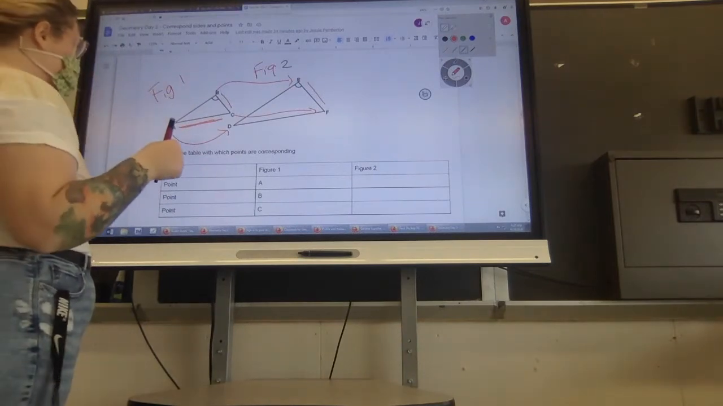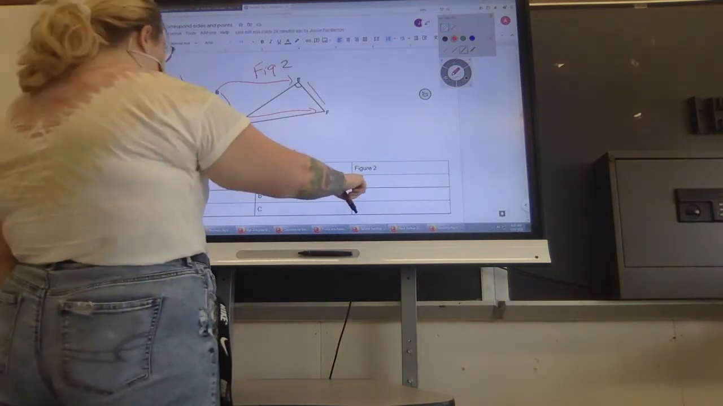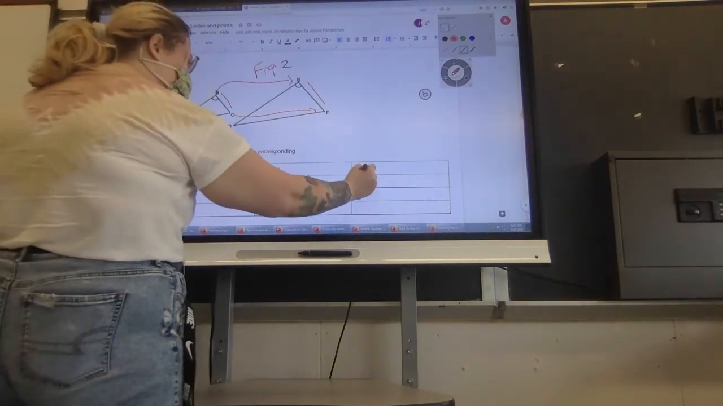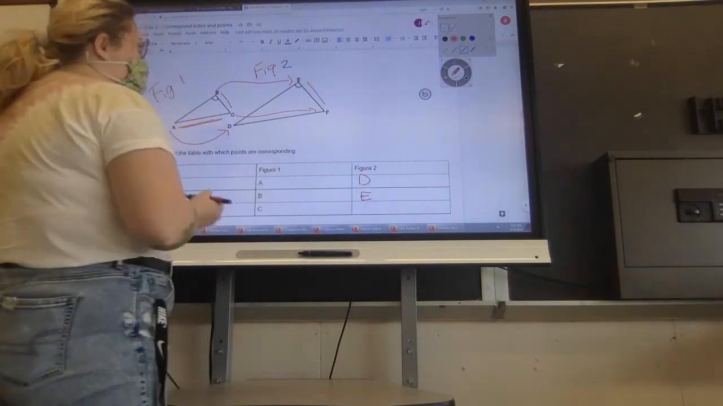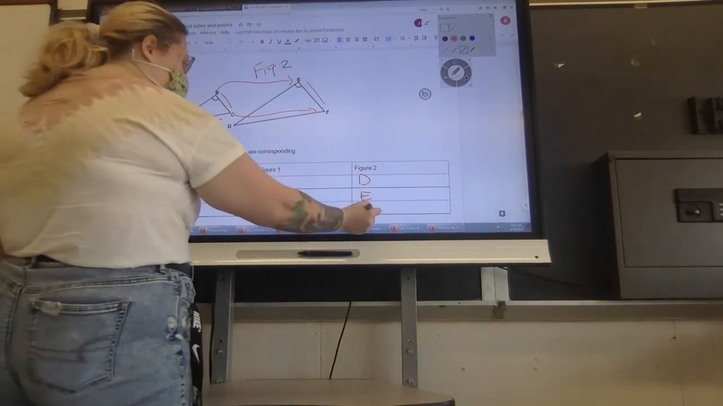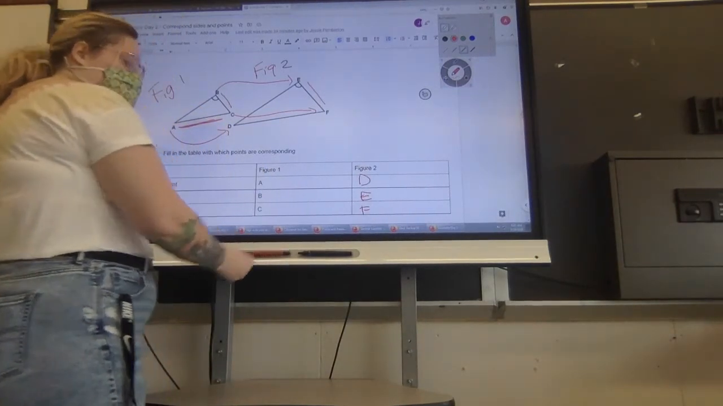So I would fill out my chart here by saying figure 1 A is corresponding to D, and B is corresponding to E, and C is corresponding to F. So that's how I would do this first problem.